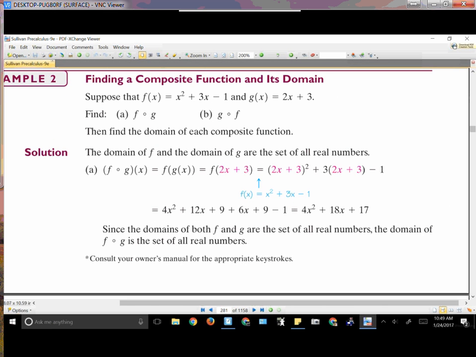So, if I'm looking at what we have here, they give us x squared plus 3x minus 1. Is there anything that I can't put into the f function? The answer would be no. We don't have to worry about a denominator, nor do we have to worry about an even root. Likewise with g's. So both of those are going to be allowing any real number. So that's why they say the domain is the set of real numbers.